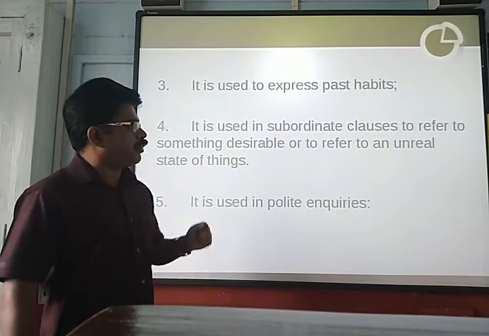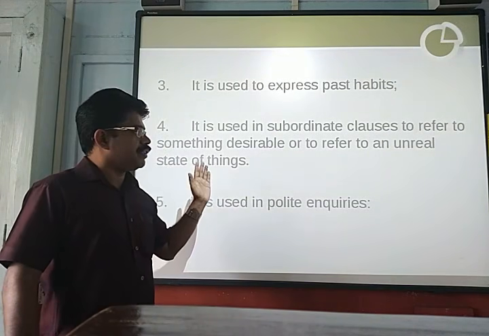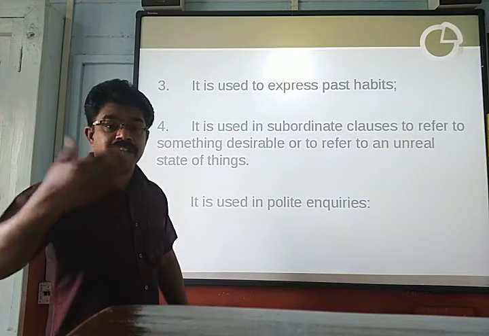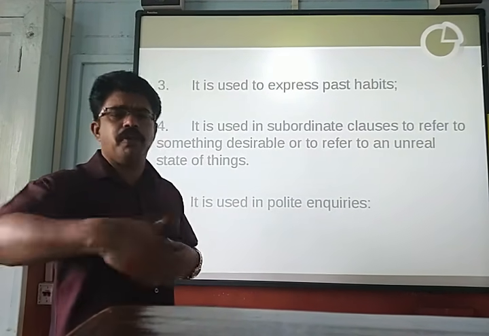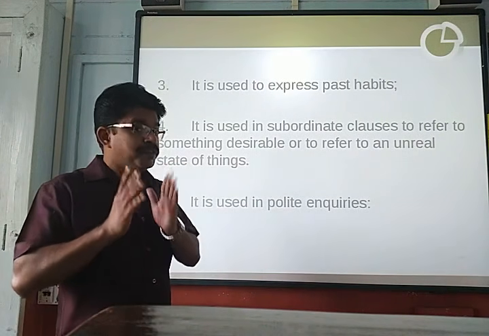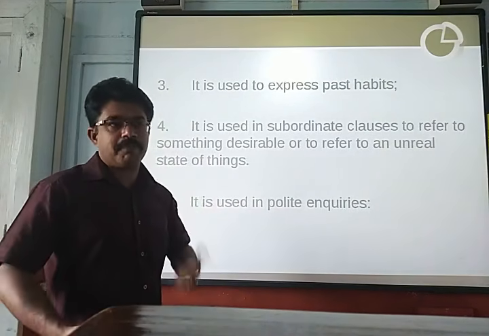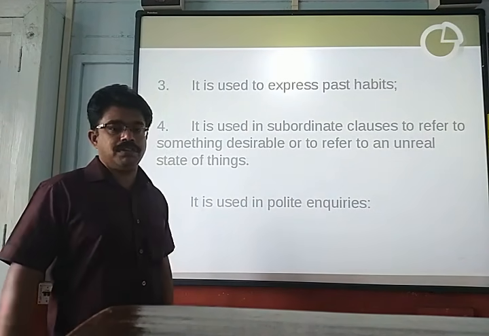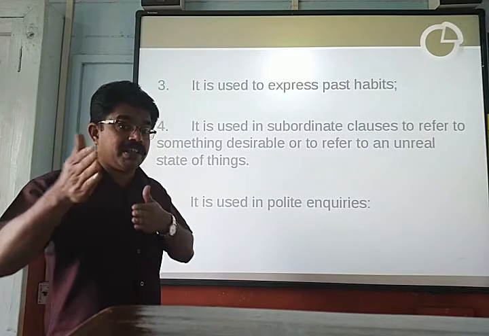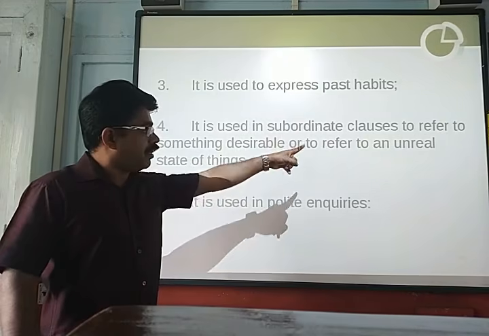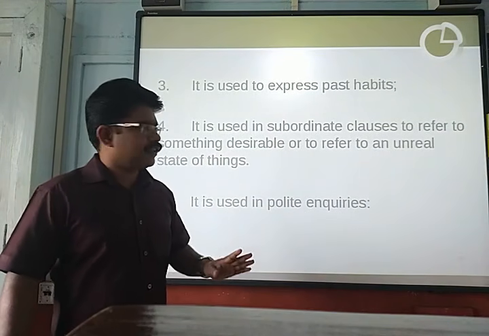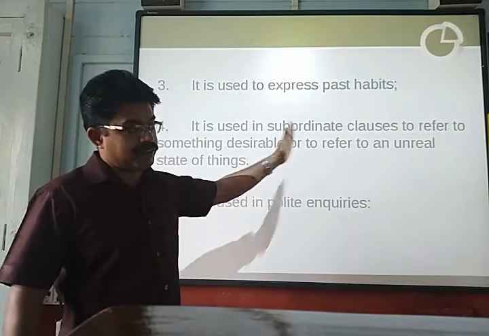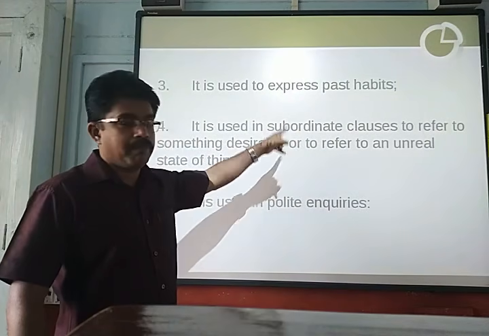It is used in subordinate clauses to refer to something desirable or to refer to an unreal state of things. Something may not be going to happen. Something I wish to happen but that may not take place. Sometimes we say, if I were the Prime Minister. That kind of imaginary, unreal thing that is not going to take place. So in such places also we can use it in subordinate clauses. In the previous class we talked about subordinate clauses and main clause.